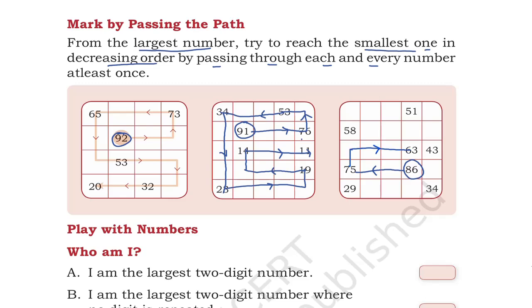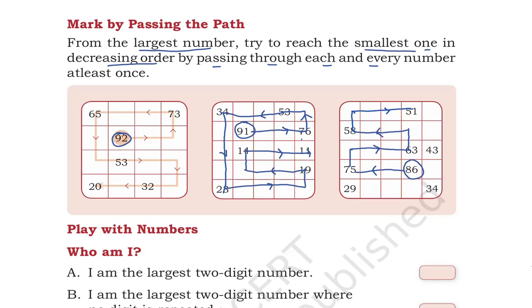Very, very good. Which is the next number? 58. So we'll go here. This one is very interesting. It's making me go left, making me go right. From there, 58, we go to 51.